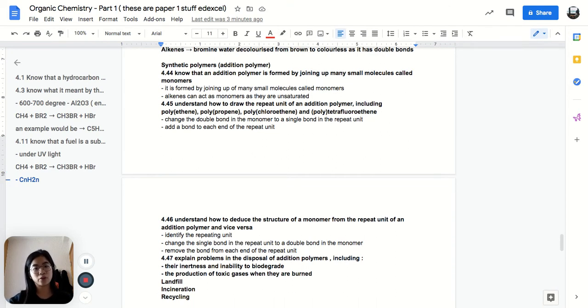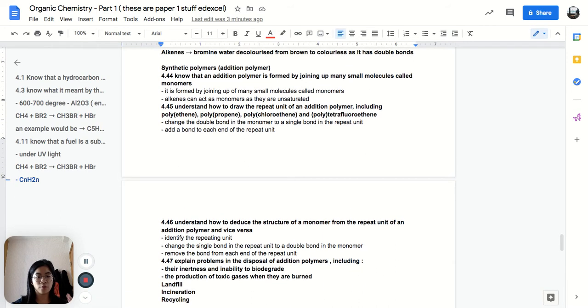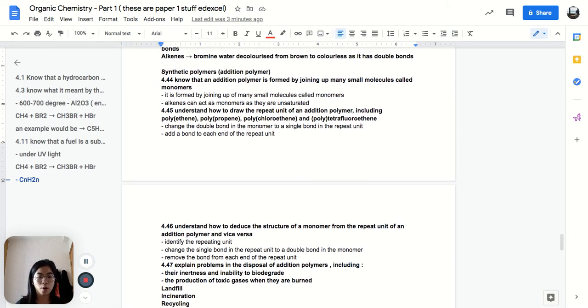4.45. Understand how to draw the repeat unit of addition polymers, including polyethene, polypropene, polychloroethene, and polytetrafluoroethene. I also will mention 4.46 too, so I will show you a diagram where it will probably make more sense. 4.46, understand how to deduce the structure of a monomer from the repeat unit of an addition polymer and vice versa. So I will talk about 4.45 and 4.46 briefly, and then I'll show you the diagram on what you need to know.